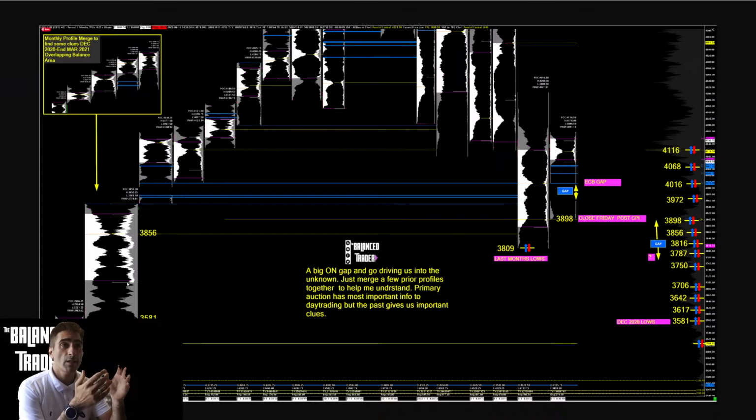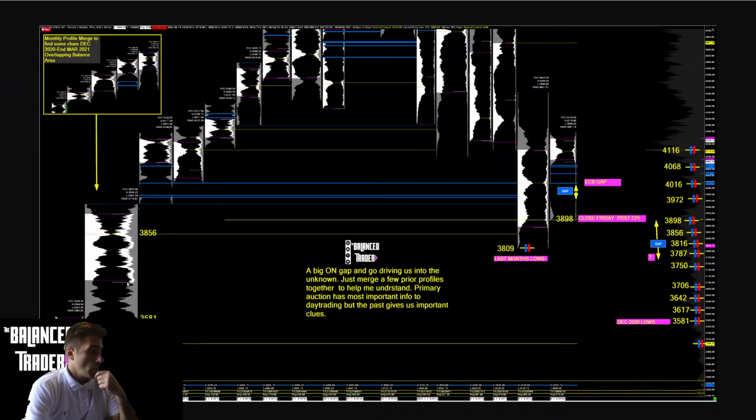Now, where we're going to find two-way activity is where we've previously found it. That's where we can expect it. So I'm expecting there to be some reaction off these areas. I don't know, it might not happen, but I'm just using it as a guide, okay? And I'm not trying to pick bottoms here. I'm just looking at areas where I can start looking for shorter time frame clues to start structuring trades, okay?